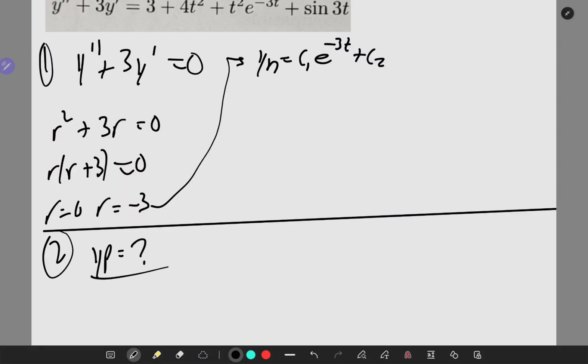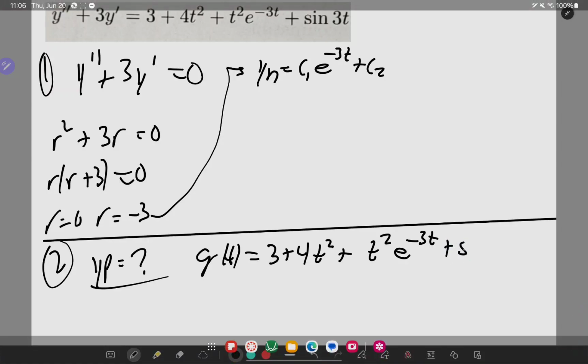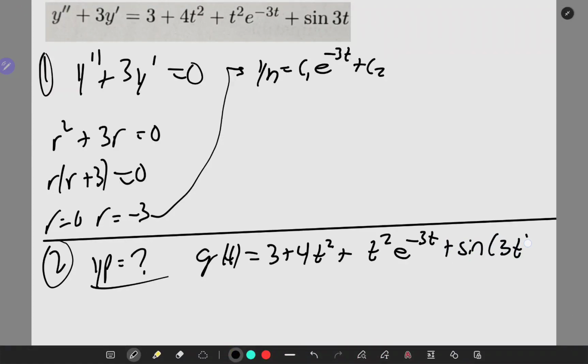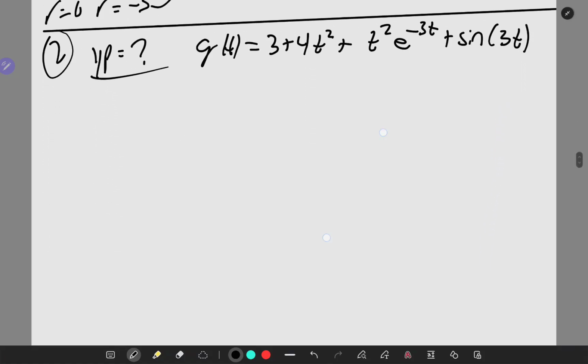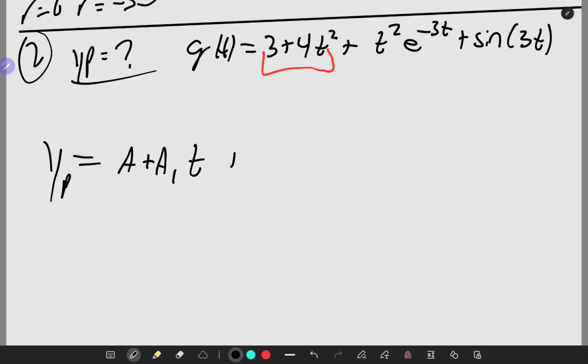Step 2. Propose our y sub p, where g of t, I'll write it out this time, 3 plus 4t squared plus t squared e to the negative 3t plus sine of 3t. Okay. Oh, this one's pretty similar to the last one. Right here, first degree polynomial. A plus a1, sorry, second degree, right? A, because it's t squared.